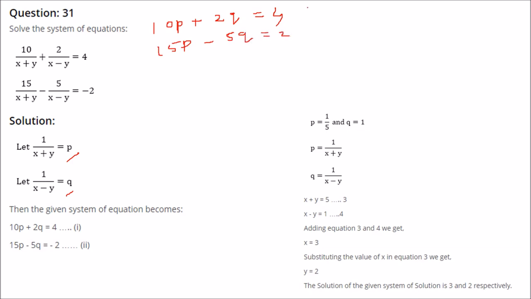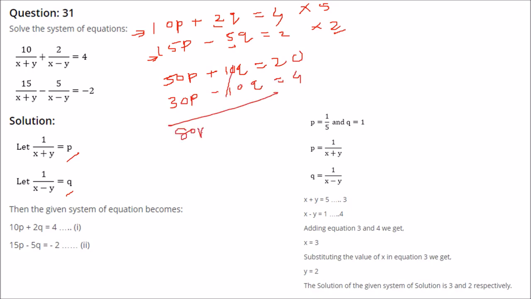So what you can do here is just multiply this by 5, multiply this by 2. I am multiplying this equation by 5 and that equation by 2. So what do we get? We get 50p plus 10q equal to 5 4s are 20. Now 2 multiplied by each term, so you get 30p minus 10q equal to 4. Now add them, you get 80p equal to 24. So p will be equal to 24 by 80, 24 5s are 80, so p is 1 by 5.